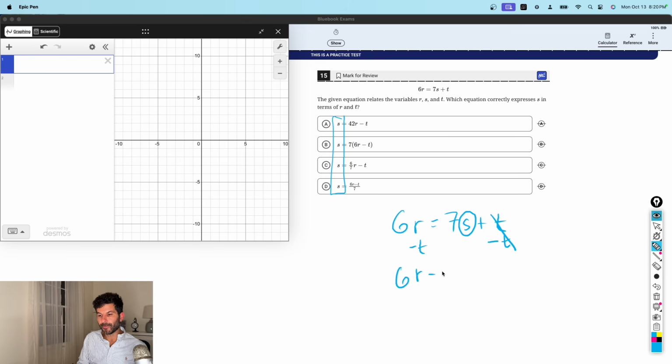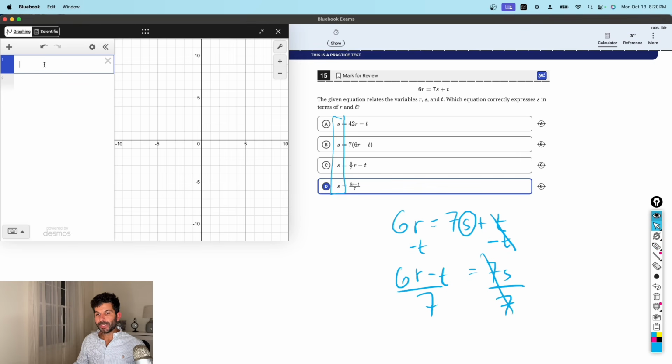We get 6r minus t equals 7s. I'm going to divide by 7, and you're going to see right there that the answer is D. How do I do this using Desmos?